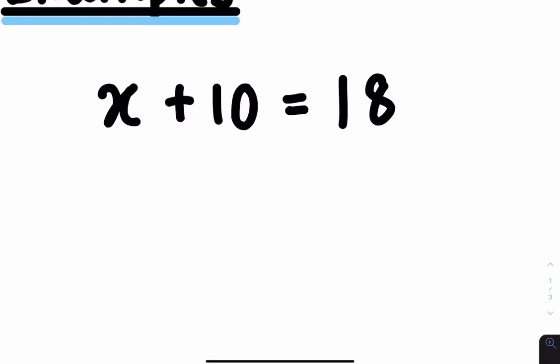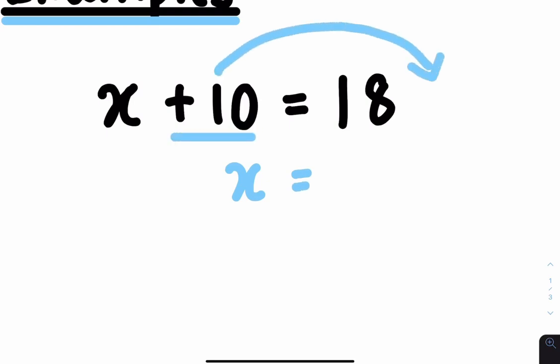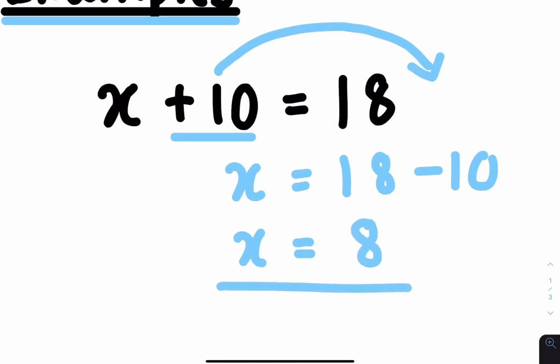So x is our unknown, so we're trying to get that by itself. So I have to move this plus 10 to the other side. But because I'm moving it over the equal sign, it's going to become a minus 10. So on the left-hand side, we have x equals, and you move this plus 10 to the other side. So 18 minus 10. So x equals 18 minus 10, which is just 8. And you've solved for the unknown.